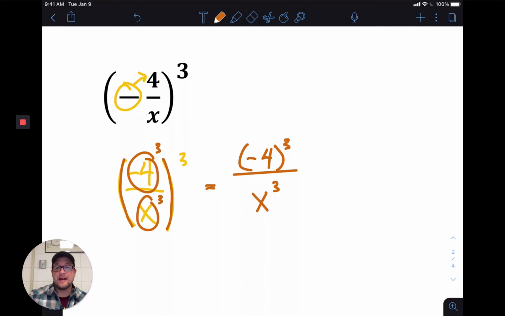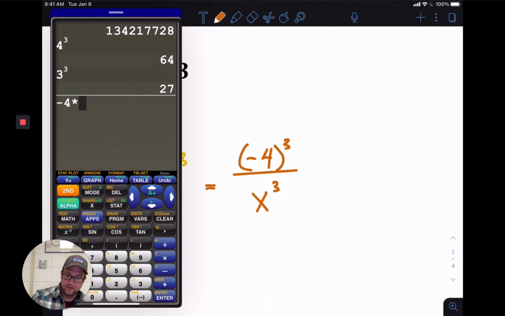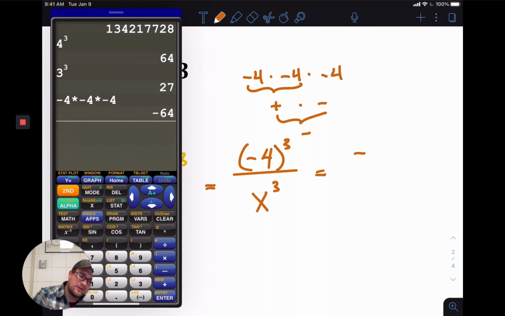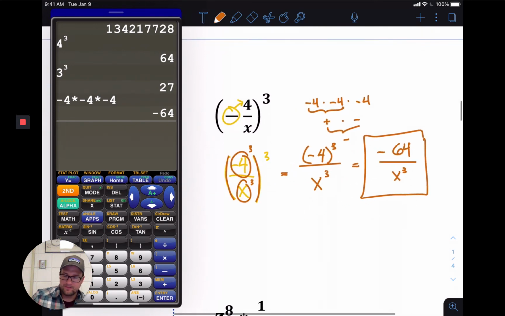Now, to evaluate that, negative 4 times negative 4 times negative 4, let's use our calculator to verify. Negative 4 times negative 4 times negative 4 is going to give us a negative 64. And of course that makes sense, because when I have a negative times a negative times a negative, two negatives are going to make us a positive, but when I multiply that by another negative, I'm going to get a negative at the end of the day. So my final answer will have a negative 64 up top, and I'll be left with just x to the third on the bottom. And that's it.